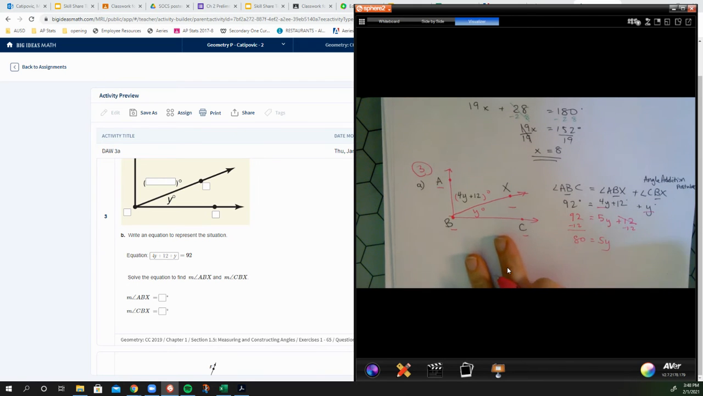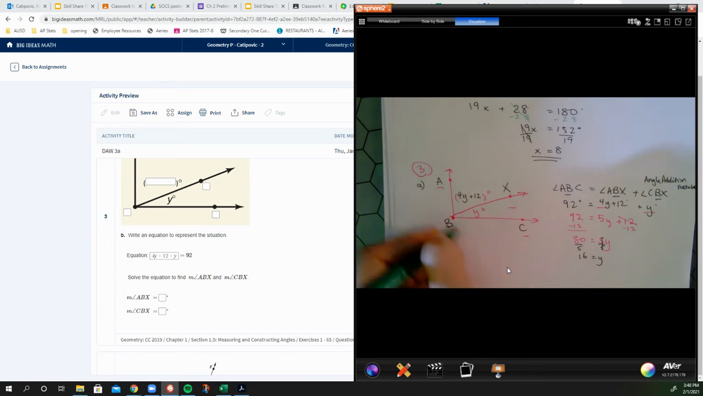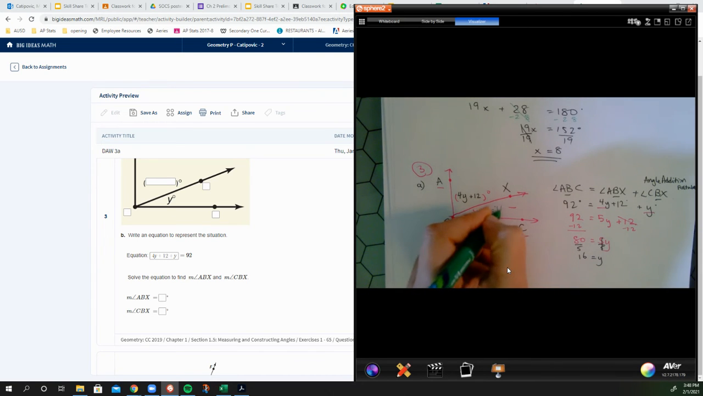So I'm almost there. I got one more thing I gotta do, but I have 5y and I don't want 5y, I want 1y. So I'm gonna divide this by 5. Unmultiply by 5. So now I have y is 16. So my job was to find the size of each angle. So angle CBX is 16 degrees, and that one's good. And then I also need to find the size of the other angle.